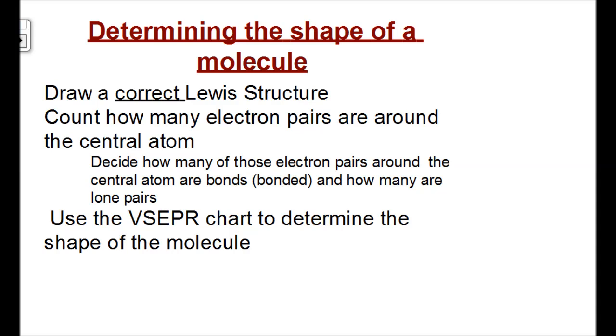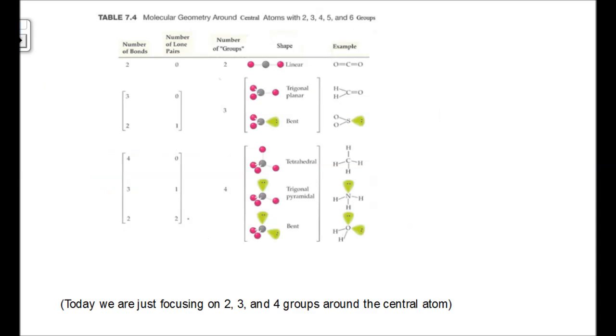Then we'll use a VSEPR chart, which you have in your survival guide, in order to determine the shape of the molecule. Here's kind of what the chart looks like. This is part of it, and this is the part that we're going to be using today. You can see the coordination numbers 2, 3, and 4, the number of groups 2, 3, and 4, and you can find this in your survival guide.